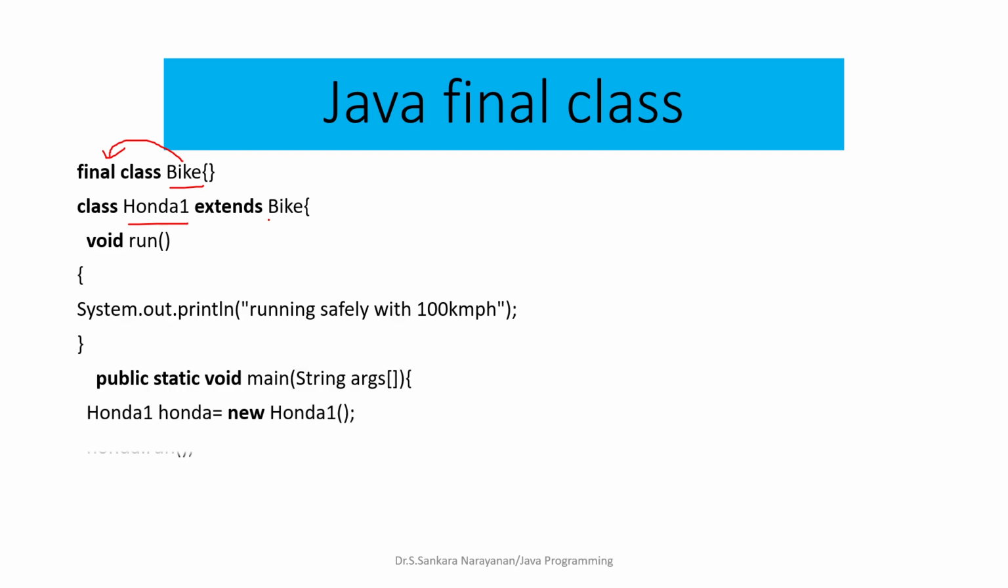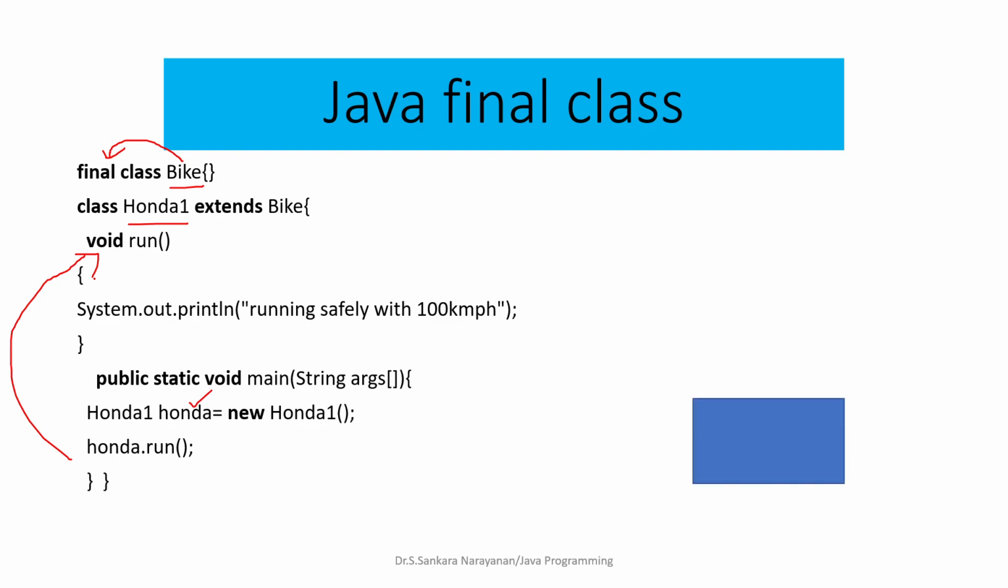In the main function, I am creating an object for my subclass. Honda1 is my class name and Honda is the object. I am calling the method run. As I told, whenever the class is declared as a final class, we cannot inherit it. So again, in this program also you will get a compile time error.